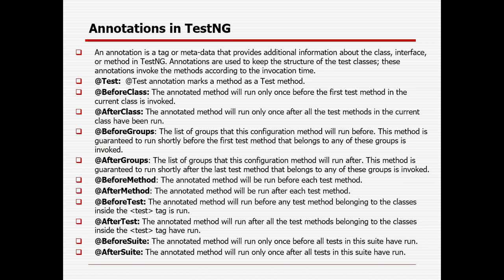So apart from the test annotation, there are a lot of annotations: before class, after class, before group, after group, before methods, after methods, before test, after test, before suite, after suite. Before group and after group I will cover in my next session, because I will be dealing with groups then. But before class, that annotated method will run only once before the first test method in the class is invoked. So it is class level.